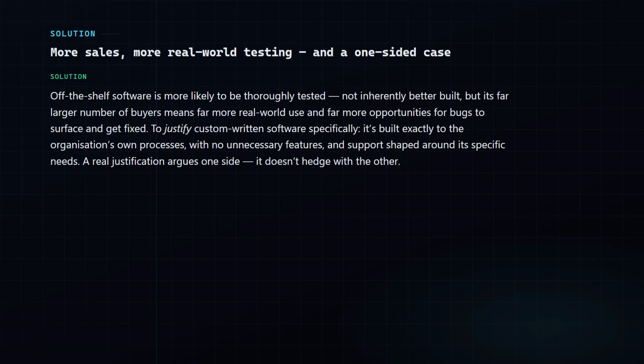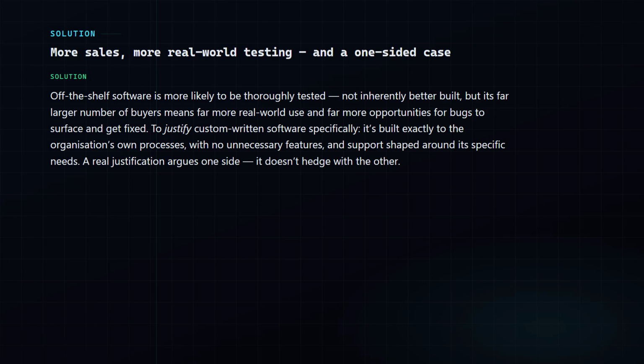Here is the solution. Off-the-shelf software is the one more likely to be thoroughly tested, not because it's inherently better built, but because its far larger number of buyers means far more real-world use and far more opportunities for bugs to surface and get fixed.